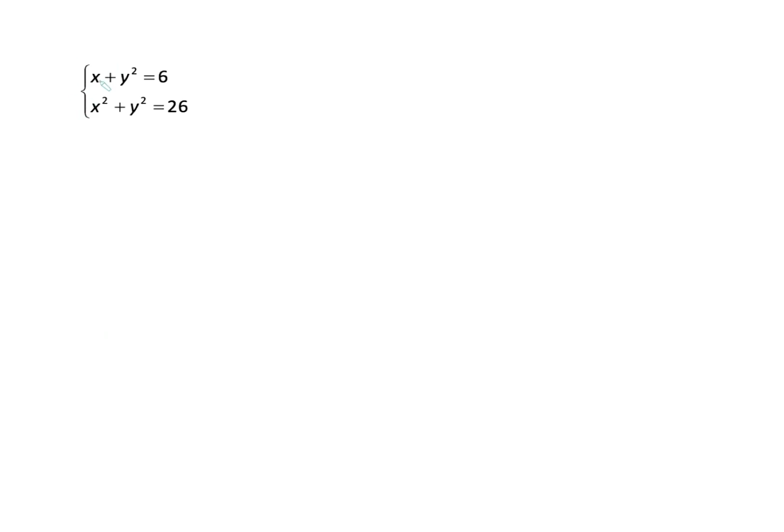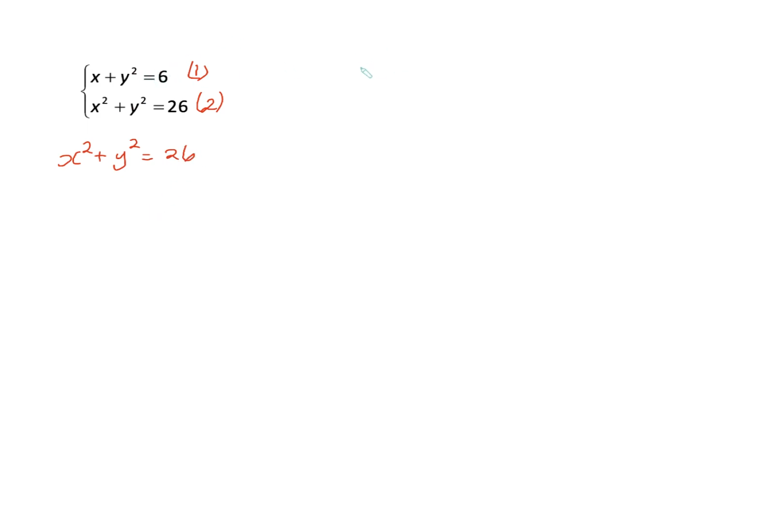Okay, here's another one. I have x plus y squared equals 6 and x squared plus y squared equals 26. So my first equation is a quadratic and my second equation is a circle. So who should I start with? It's better to start with the circle. So we're going to start with x squared plus y squared equals 26.